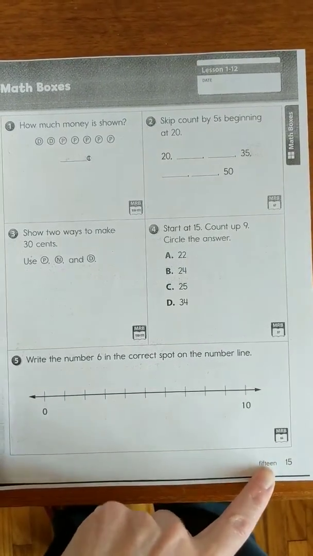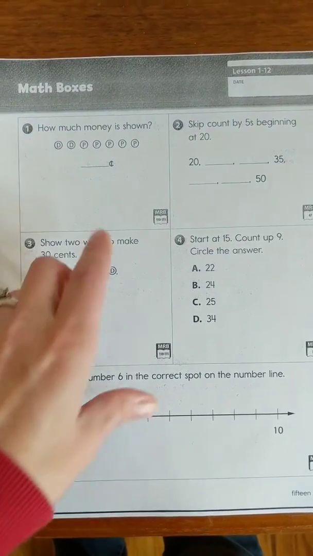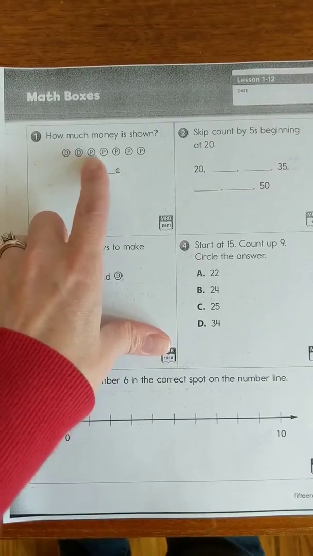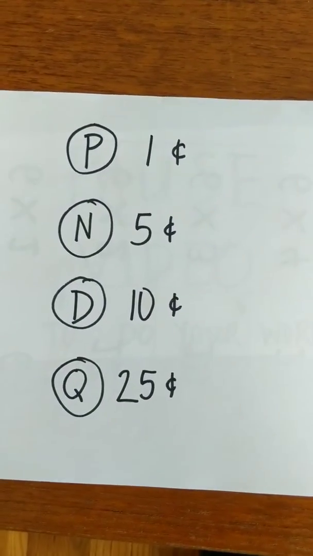It says 15 at the bottom and lesson 1-12 up at the top. So we have another money problem. We've got some dimes, some pennies. If you need a little cheat sheet, here you go to remind yourself of how much they are worth.